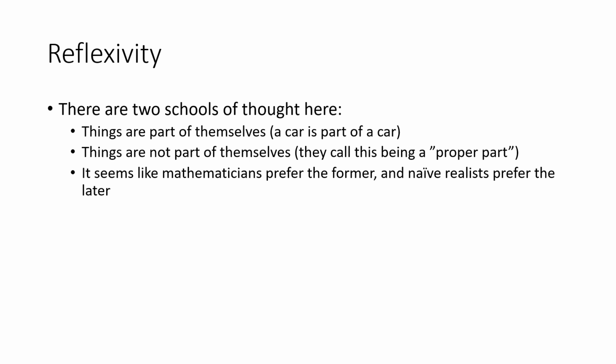This is where there are really two schools of thought. Either you say things are part of themselves, that a car is part of a car, or they're not. The second bullet there is that things are not part of themselves. So if you take that second position, you say that a part is a proper part, which means that it isn't itself. And if I parse this correctly, it seems like the mathematicians prefer the former definition. It seems like you can make more mathematical proofs from it. And naive realists prefer the latter idea, that things are not part of themselves.